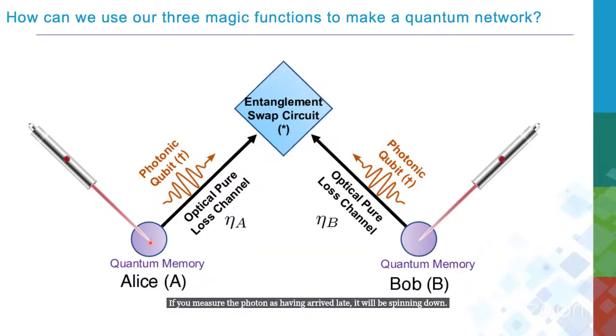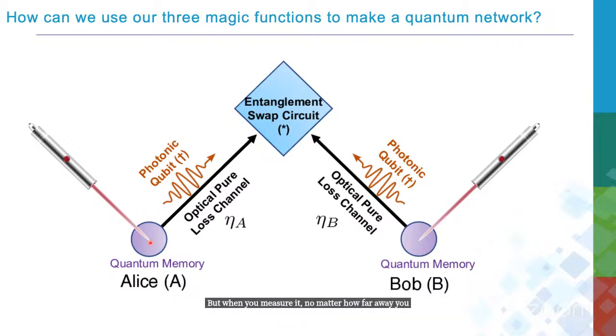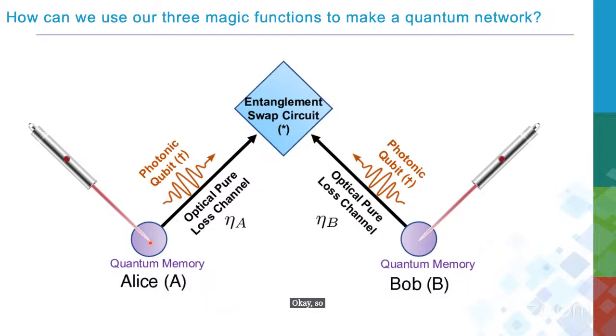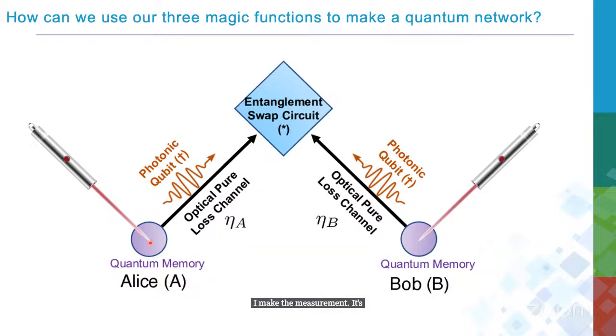And you don't know what it's doing before you make the measurement of that photon, right? But when you measure it, no matter how far away you are, you instantaneously know that the electron is doing what I just said. So that's this property of entanglement. I have two possible states for each of these particles now, this photon and this electron and its spin. If I were to measure the photon, I will instantaneously determine the state of the electron, even though it was in a superposition before. It was unknown; essentially it was in both states before. I make the measurement, and it's instantaneously in just one of those states for the spin.